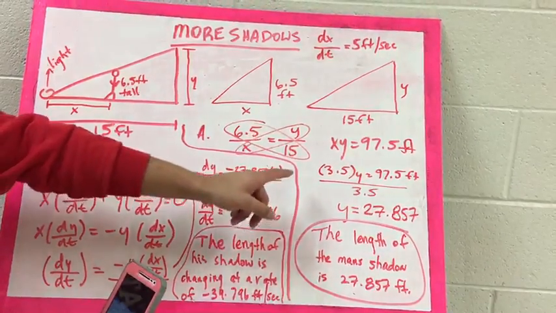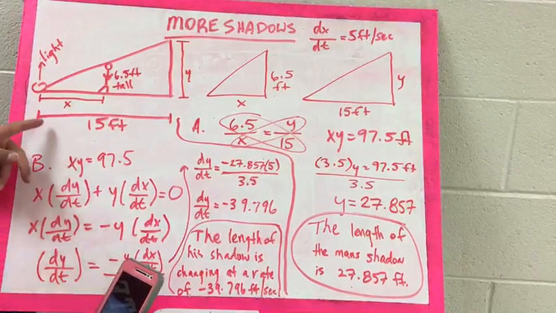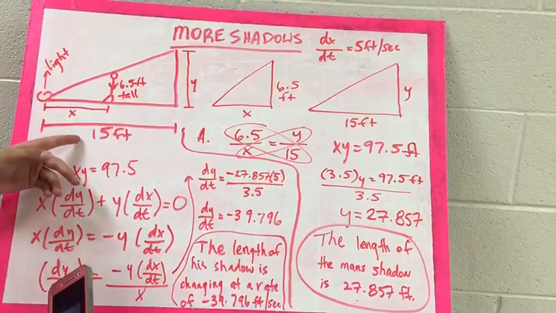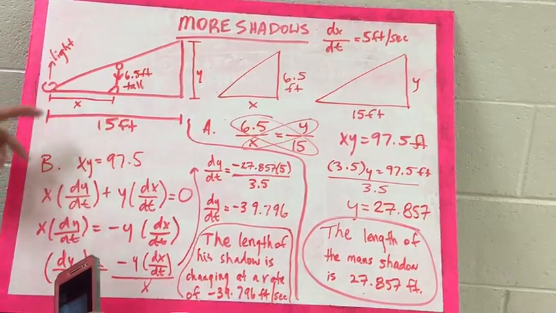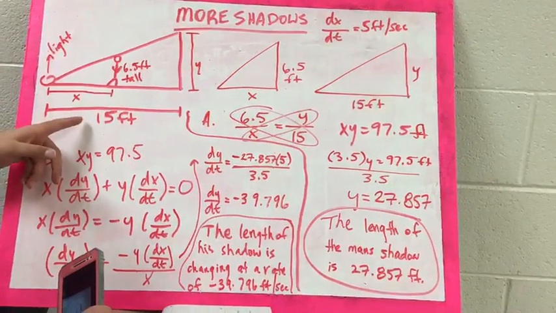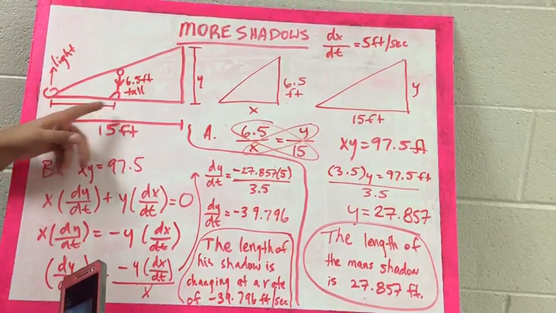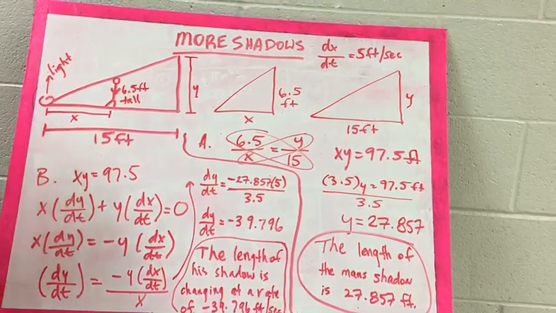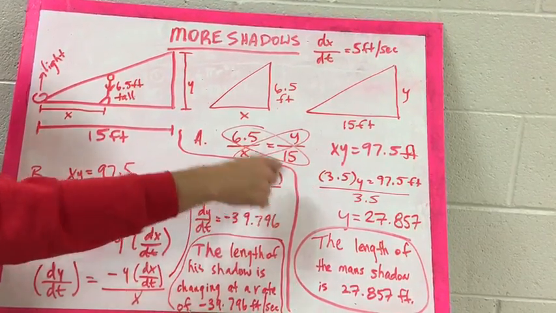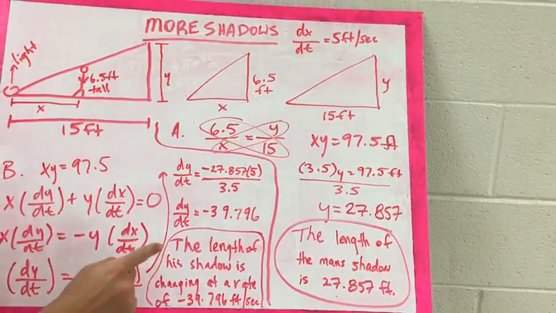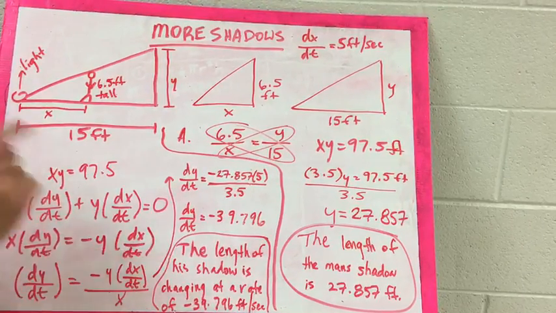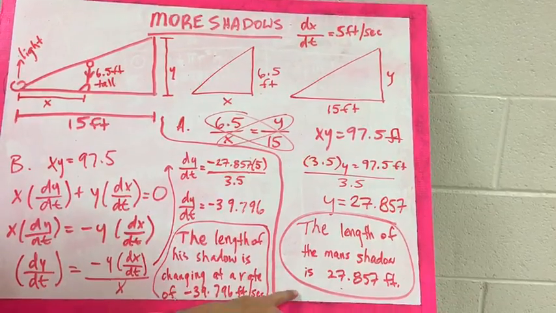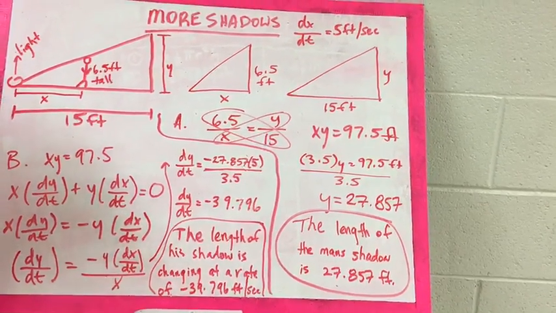And then we know that X is equal to 3.5 feet because this length right here of the whole distance between the light and the wall is 15 feet, and the man is an X distance away from the light. And if you do 15 minus the 11.5 feet that he said the man was away from the wall, you get 3.5. So you can substitute 3.5 in for X. So then you can divide by 3.5, and you get Y equals 27.857 feet. So the length of the man's shadow is 27.857 feet.